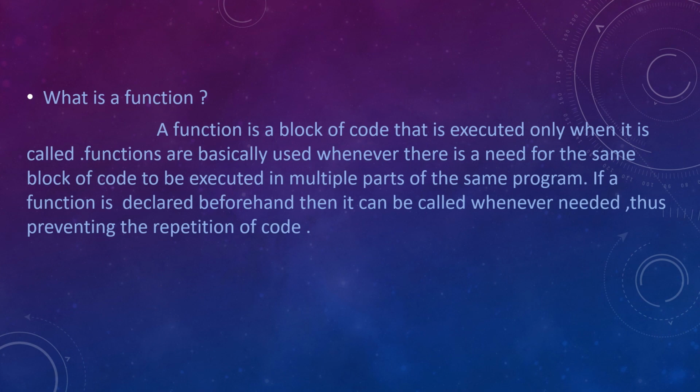What is a function? A function is a block of code that is executed only when it is called. Functions are declared outside the main function and are executed only when you call them. A function is used whenever the same block of code needs to be executed in multiple parts of a program. If a function is declared beforehand, it can be called whenever needed, so we can prevent the repetition of code.